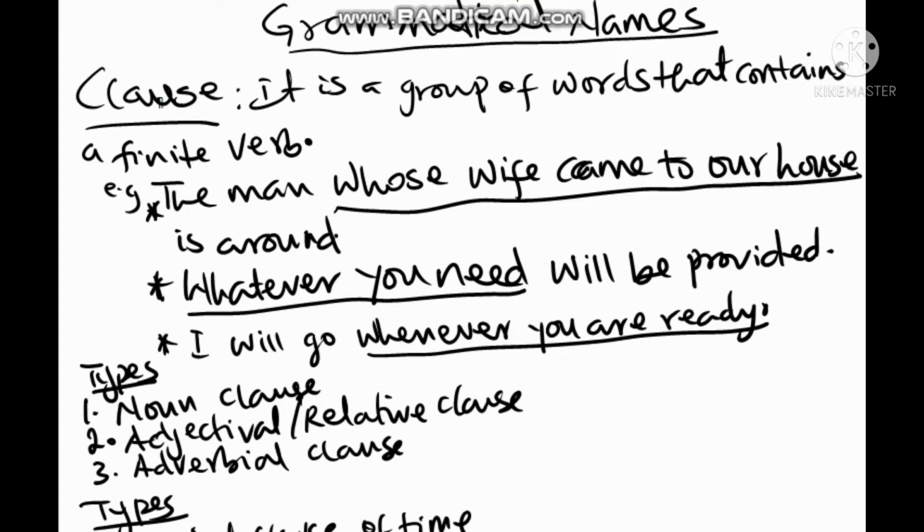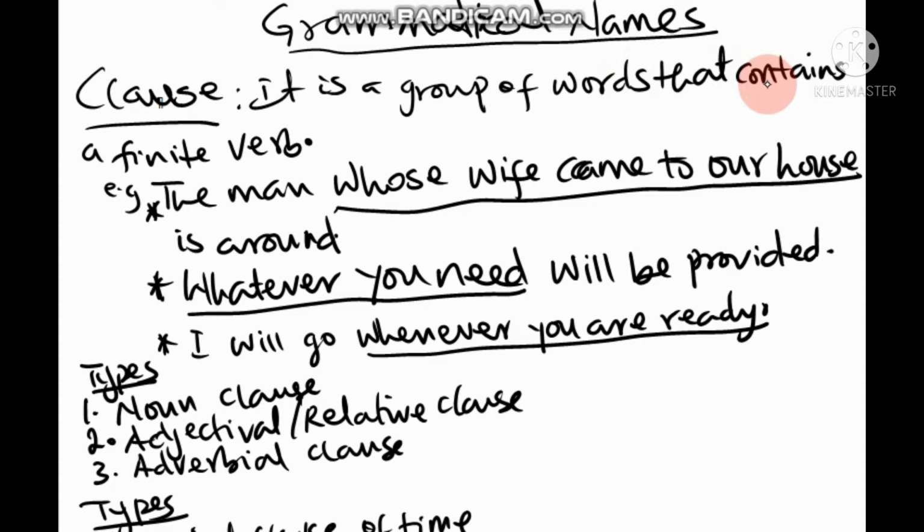Grammatical names and functions. Now, in doing our grammatical names and functions under our comprehension, two things are very, very vital. These are called clause and phrase. Now, what is a clause? A clause is a group of words that contains a finite verb.